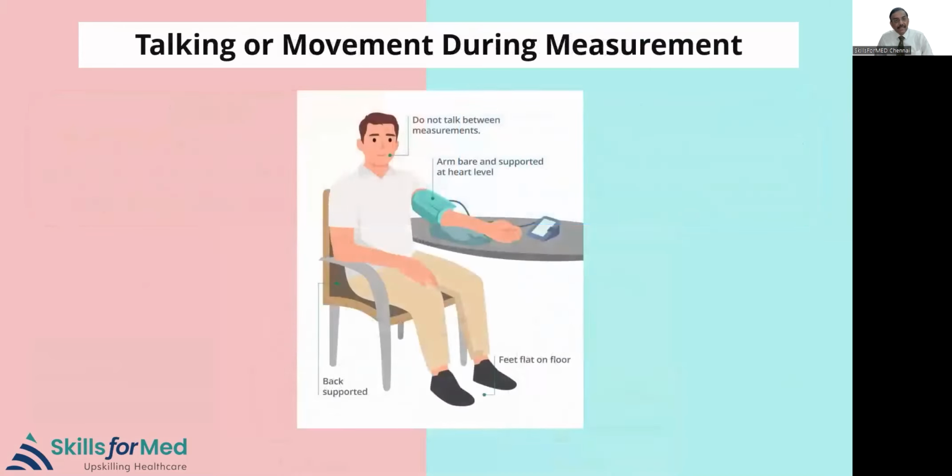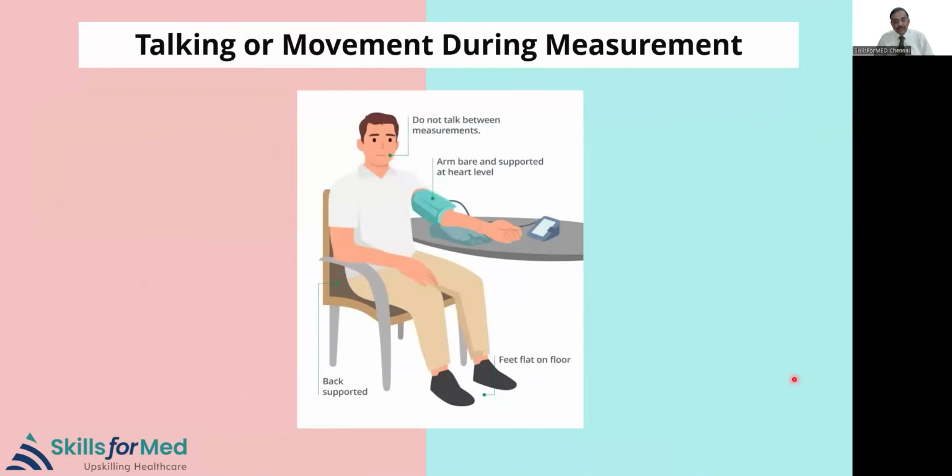So keep a pillow or make sure that the arm is at the level of the heart. And the next is talking or movement during measurement. Don't talk. And tie the cuff on a bare arm. Back should be supported. See, most of the time you actually will ask the patient to swing the legs on the bed and take the reading. That means the back is not supported, right? So just be aware of that next time you go, that the back is supported as well.